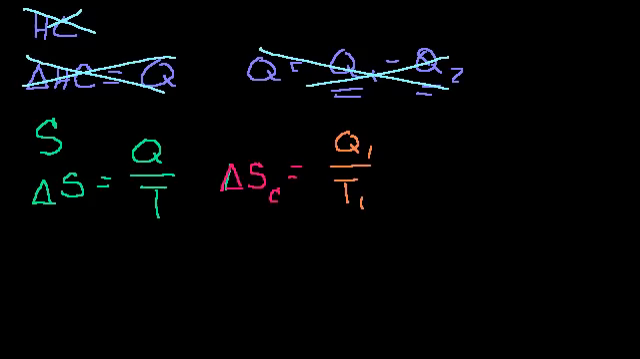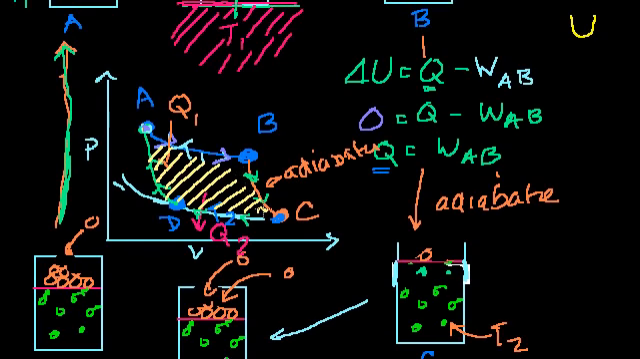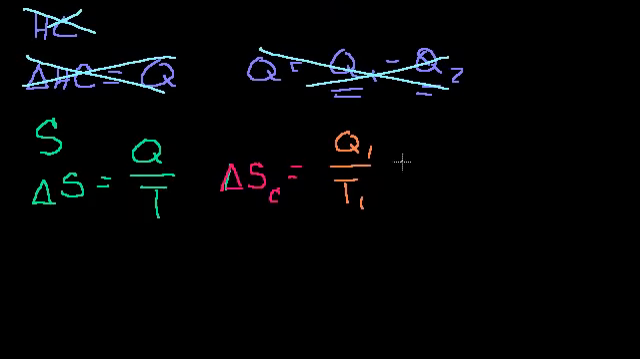Fair enough. Then when we went from B to C, it was adiabatic. We added or took away no heat. So this value, Q over T, would just be 0. So it's plus 0. Then we went from C to D. We were at a new temperature. We were on a new isotherm.